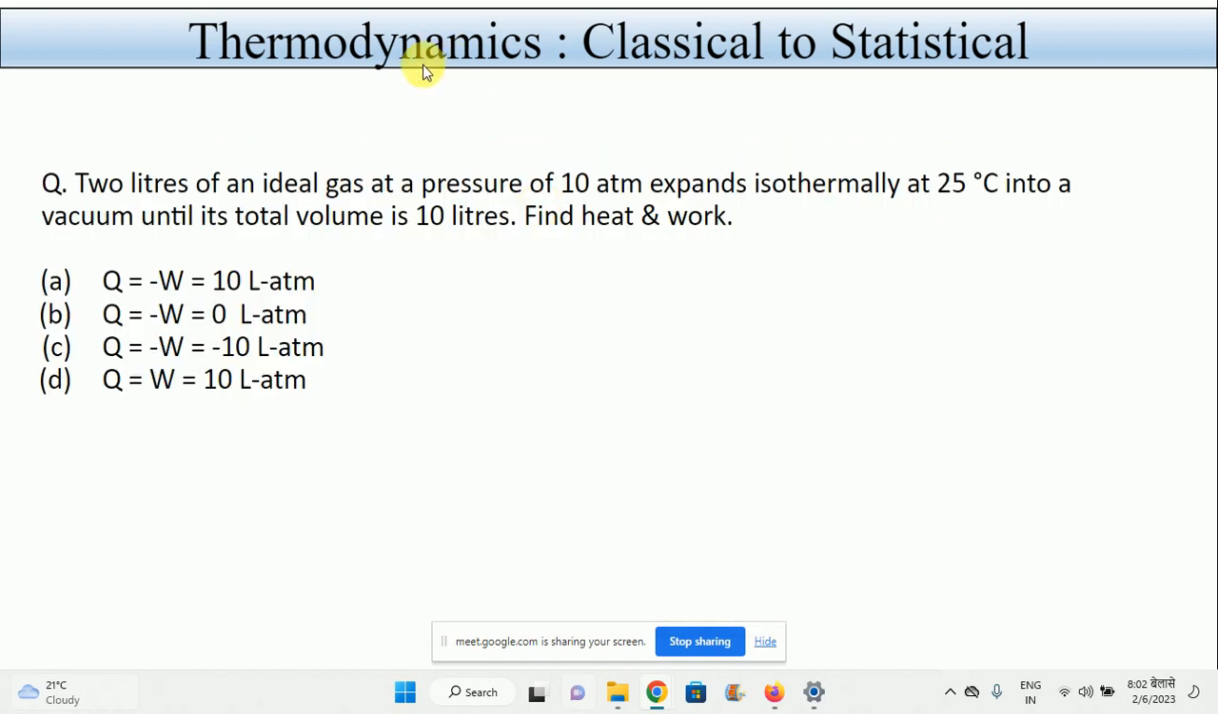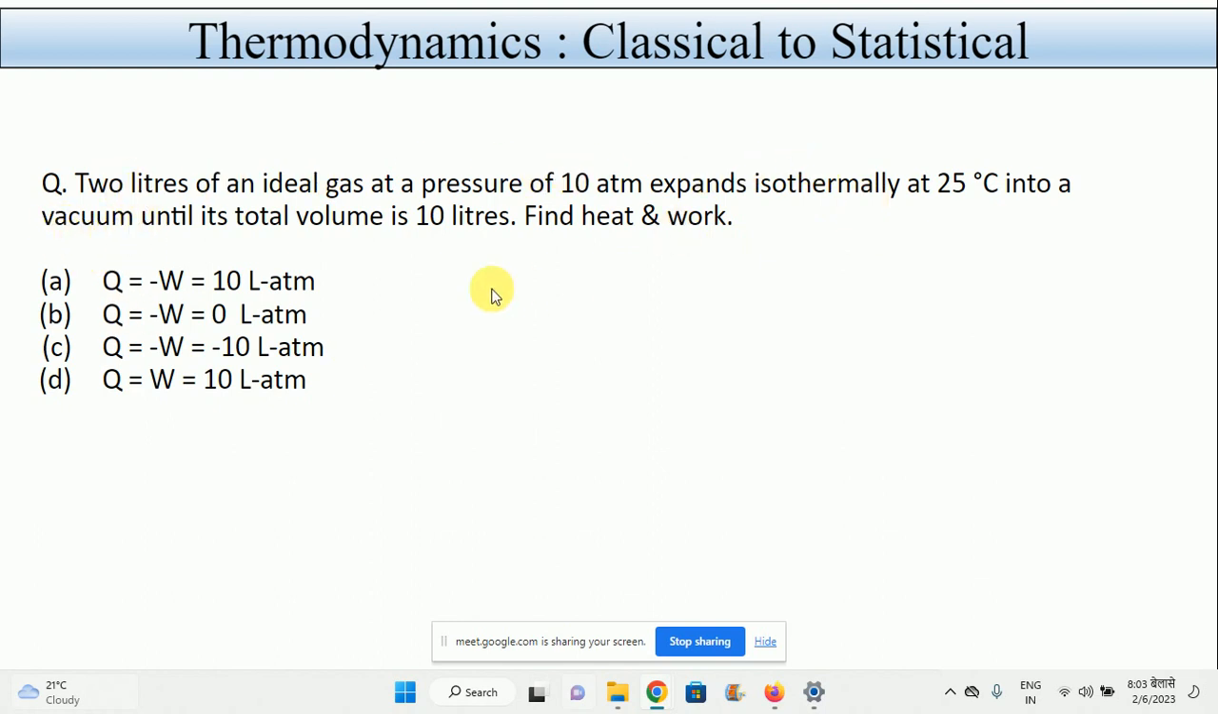Okay. So the next question: 2 liter of an ideal gas at a pressure of 10 atm expands isothermally at 25 degrees Celsius into a vacuum until its total volume is 10 liter. Find heat and work. So the key here is the vacuum. Since vacuum is here, the external pressure is 0. This is a free expansion only. So the key for this question is this vacuum only.